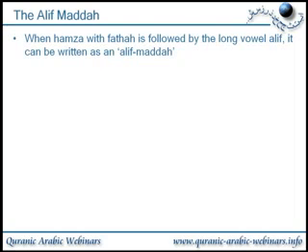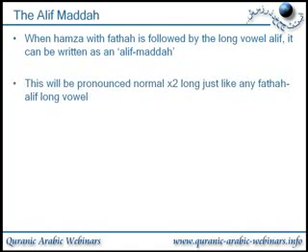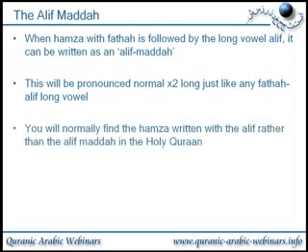Okay, now we're going to have a look at how the madda sign is used for all different purposes. So the first one here is what we call alif madda. When hamza with fatha is followed by the long vowel alif, it can be written as an alif madda. This will be pronounced as normal, 2 lengths long, just like any fatha alif long vowel. You will normally find the hamza written with the alif rather than the alif madda in the Holy Quran.